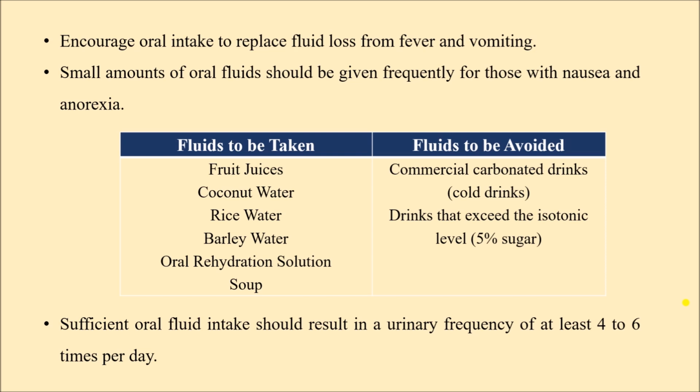What are the different fluids that can be taken? We can give fruit juices, coconut water, rice water, barley water, oral rehydration solution and soup. Commercial carbonated drinks like cold drinks, as well as drinks which are not isotonic or are above the isotonic level, that is 5% sugar, should be avoided. Sufficient oral fluid intake should result in frequent urine output, at least 4 to 6 times per day.